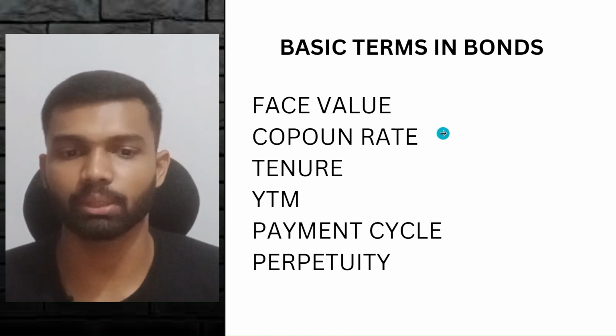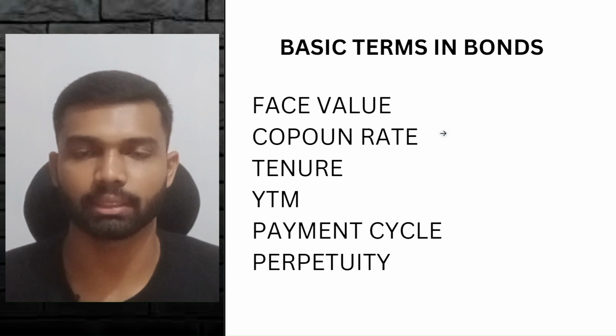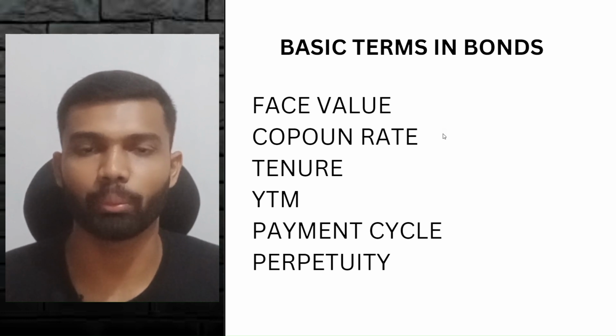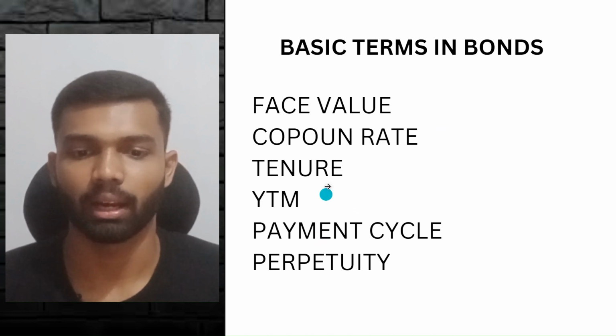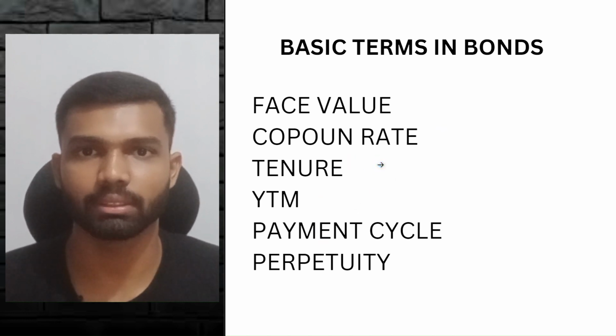Okay, the second one is coupon rate. The coupon rate is nothing but how much interest they are going to pay back on the money we have invested. The interest rate is mentioned as the coupon rate in a bond. And the third one is tenure. Tenure is nothing but the maturity: how many years from now the bond is going to mature.